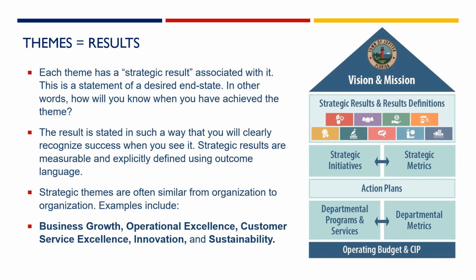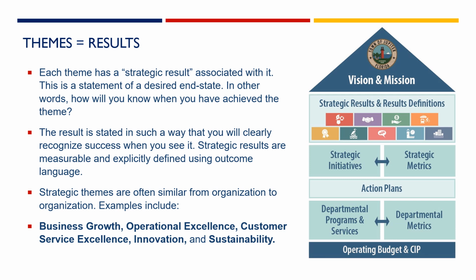In a balanced scorecard, each theme typically has a strategic result associated with it. This is a statement of a desired end state. In other words, how will you know when you have achieved the theme? The result is stated in such a way that you will clearly recognize success when you see it. Strategic results are measurable and explicitly defined using outcome language.